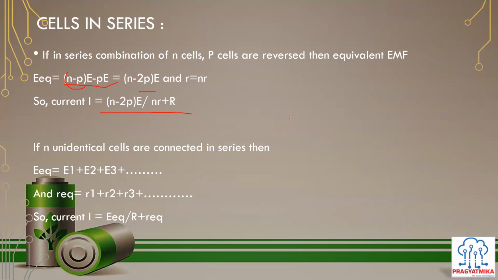Yeah, that's why, in a series combination of n cells, so total of n cells we have, of which p cells are reversed. That's why we are using this formula. If n and p are separate, then maybe they will come in parallel.